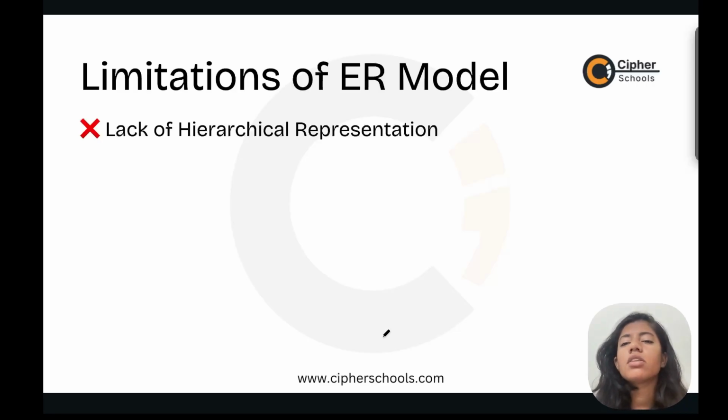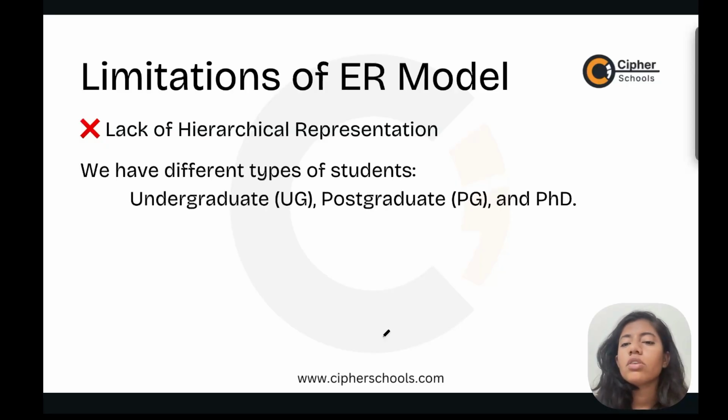And the first limitation was of hierarchical representation. Now, consider an example where you have students in your college. Now, these students may be undergraduate students, postgraduate students, or PhD students. So, if you use entity relationship model, what you're going to do is you're going to create different entities for undergraduate, postgraduate, and PhD.